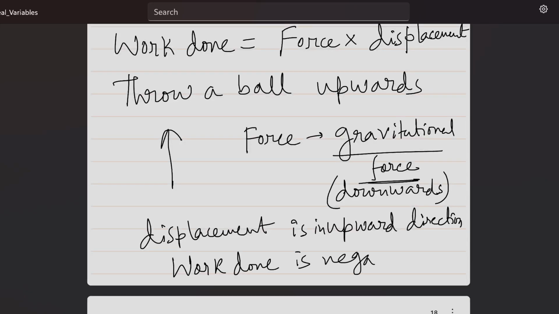Okay, like in this case, the work done by me is positive, but the work done by the gravity is negative. Work done by me, and work done by gravity. Because I am applying the force upwards itself, I am doing positive work on the ball, but gravity is doing negative work because it is downwards. Now gravity is a force. Gravity is not doing any work.